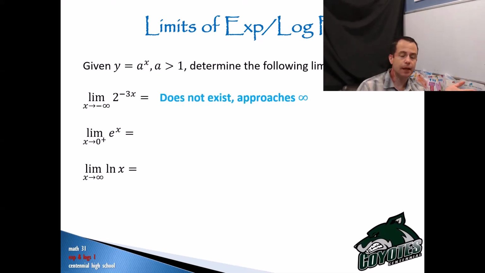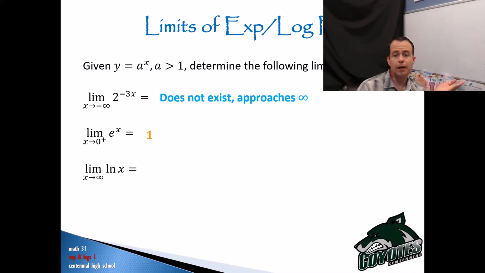The limit of e to the x as x approaches 0 from the right. So if I'm approaching 0 from the right, I might want to plug in 0.1, 0.01, 0.0001. Okay, that's going to get you 1.